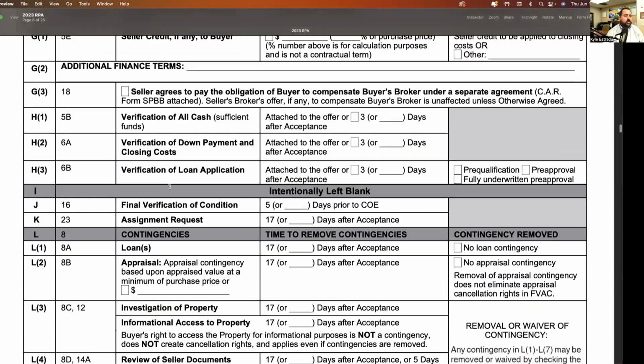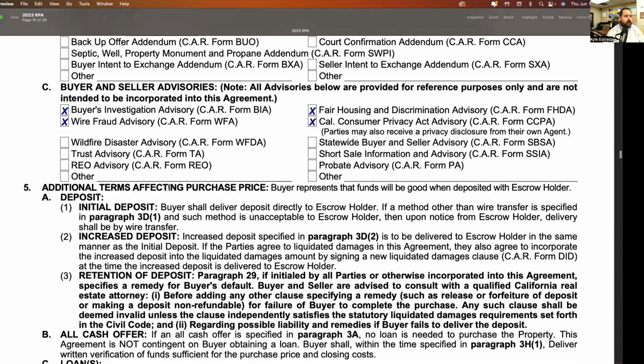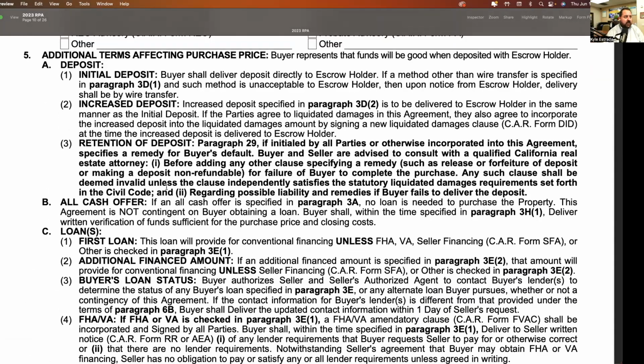These paragraph numbers here are now going to give more detailed explanation of those terms of purchase. Okay, so we start with paragraph 5. Paragraph 5, here we go. 5A, the deposit. So now it's going to start talking about the terms. The initial deposit: buyer shall deliver deposit directly to escrow holder. If a method other than wire transfer is specified in paragraph 3D1, which we went over, and such method is unacceptable to escrow holder, then upon notice from escrow holder, delivery shall be by wire transfer.